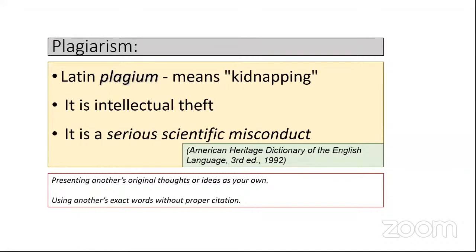What is generally done during plagiarism? You present another's original thought or idea as your own, and you use another's exact words without proper citation. These are the common kinds of plagiarism which happen in the scientific world. And it's called intellectual theft because it can be art, music, or the scientific domain, but it's a theft, right? It doesn't matter whether it's art or science. Intellectual ideas can be from art, music, as well as science. Intellectual doesn't mean that it is only science, right? So it's a kind of serious misconduct.